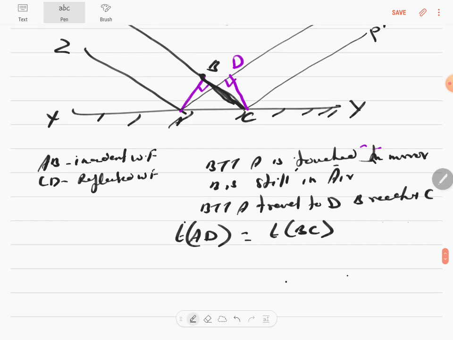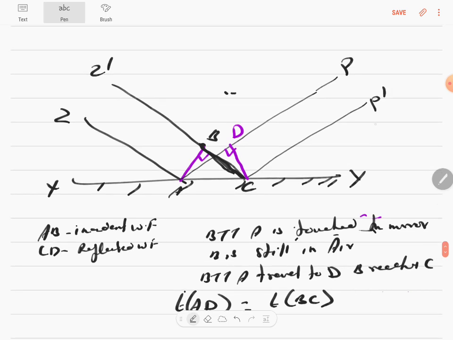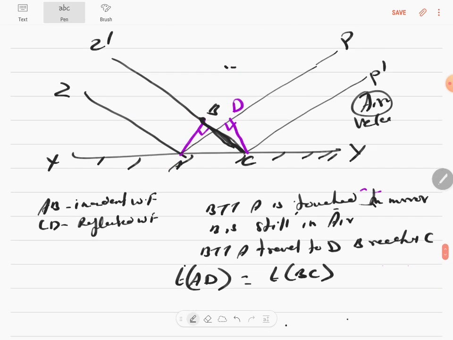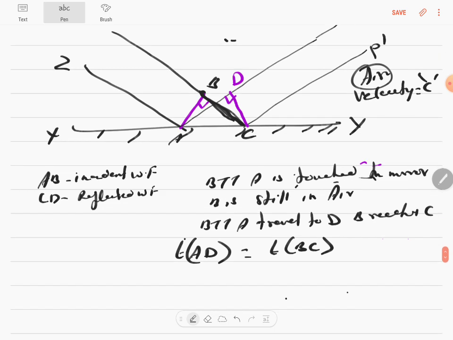Since the time is the same and it's the same medium, only air or vacuum, it's getting reflected back where the velocity is just C. So you know the velocity is C. The distance traveled by AD will be CT, and the distance traveled by BC will also be CT, and therefore you can write AD is equal to BC.